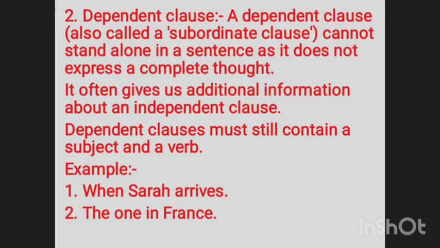And mind you, a dependent clause also contains a subject and a verb. But the difference is that it does not express a complete thought. For example, when she arrives. The one in France. Now, these are not complete thoughts, but these are dependent clauses because they need some other part of the sentence to make it a complete thought. That's why we call it a dependent clause.